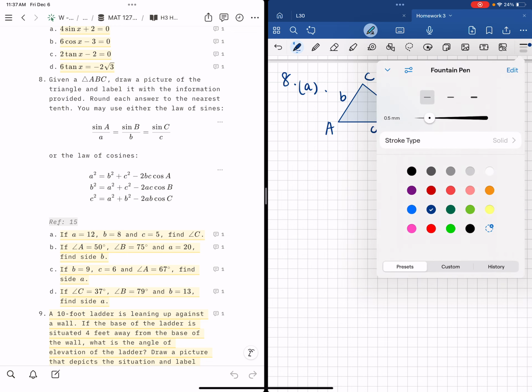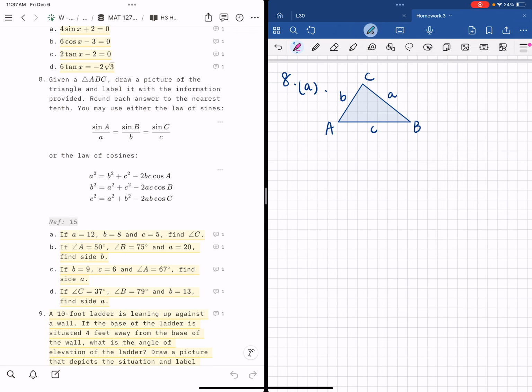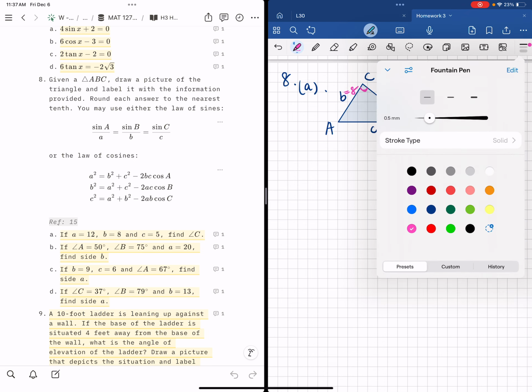And I'm going to put the numbers on the graph. In pink, A is 12, B is 8, and C is 5. And then we're looking for angle C, which is this one. And then you could check out the formulas. This one involves 3 sides and 1 angle. And apparently it will require you to use the law of cosines, because the law of cosines involves 3 sides and 1 angle. And the angle is between the 2 sides that you're interested in.